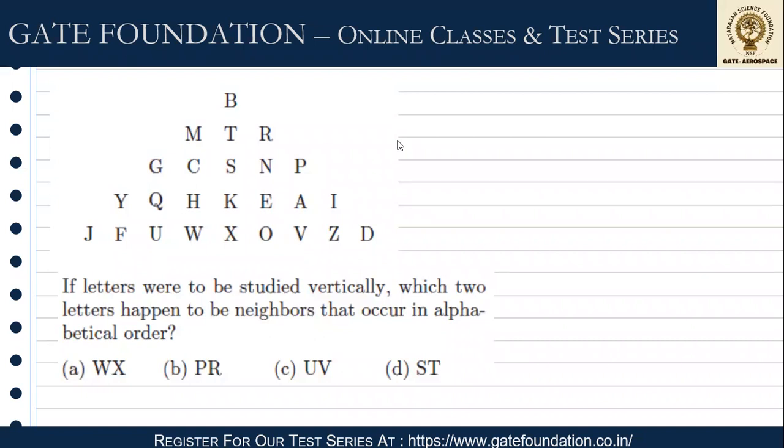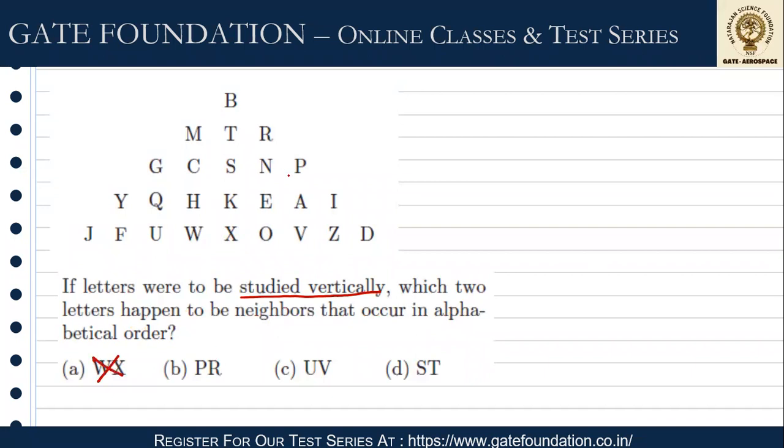Let's see. What you can do here is simply follow the options. Eliminating the options is the best way to solve this one. If the letters are to be studied vertically, we need to focus on vertical ordering. These two letters are neighbors and occur in alphabetical order. WX, WX, they are neighbors and in alphabetical order as well, but they are horizontal, not vertical. So this will go off.